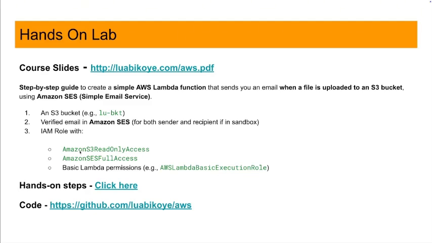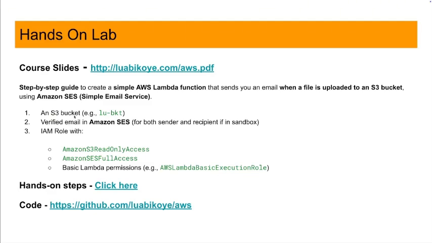github.com/luabikoye/aws. However, in this hands-on, what we'll be doing is to create a Lambda function that would be triggered when a file is uploaded into an S3 bucket, and the Lambda function would be a script that would send an email to an email address informing them that a file has been uploaded. So what do we need to get this done?